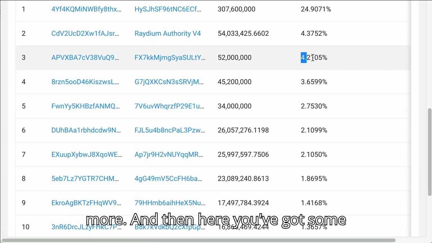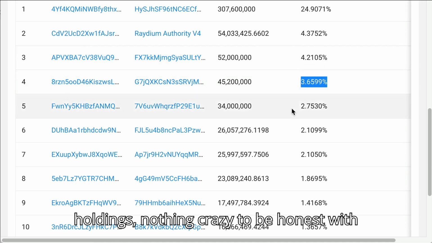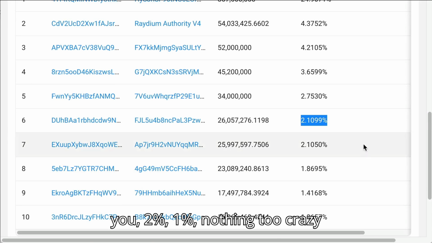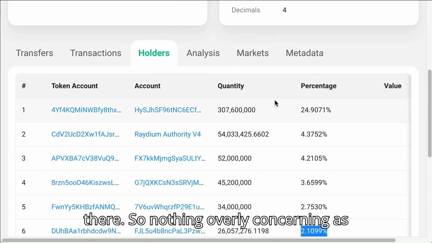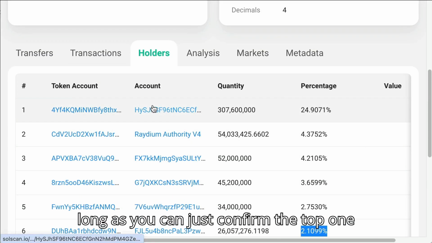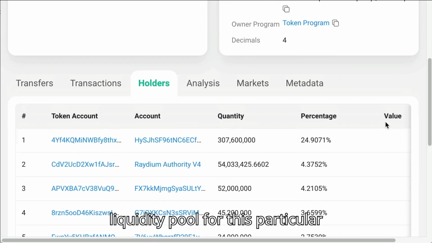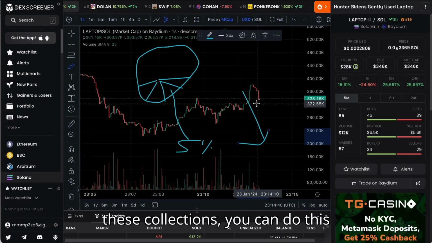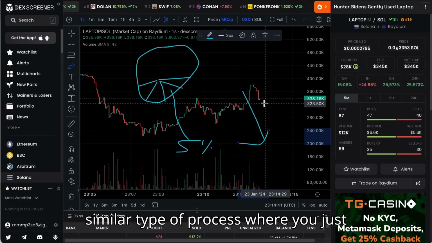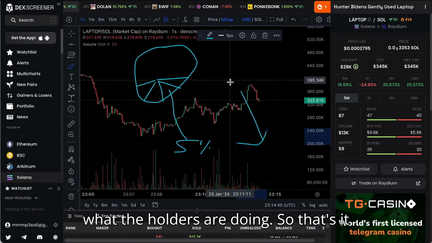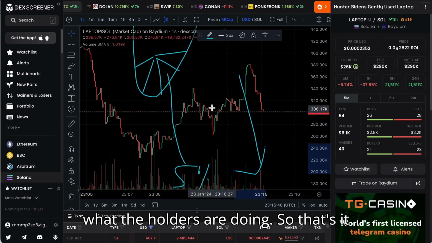And then here, you've got some holdings. Nothing crazy, to be honest with you. 2%, 1%, nothing too crazy there. So nothing overly concerning, as long as you can confirm the top one is a liquidity pool somewhere for this particular contract. And that's it. For any of these collections, you can do this similar process where you have a look and see very quickly what the holders are doing. So that's it for this one.